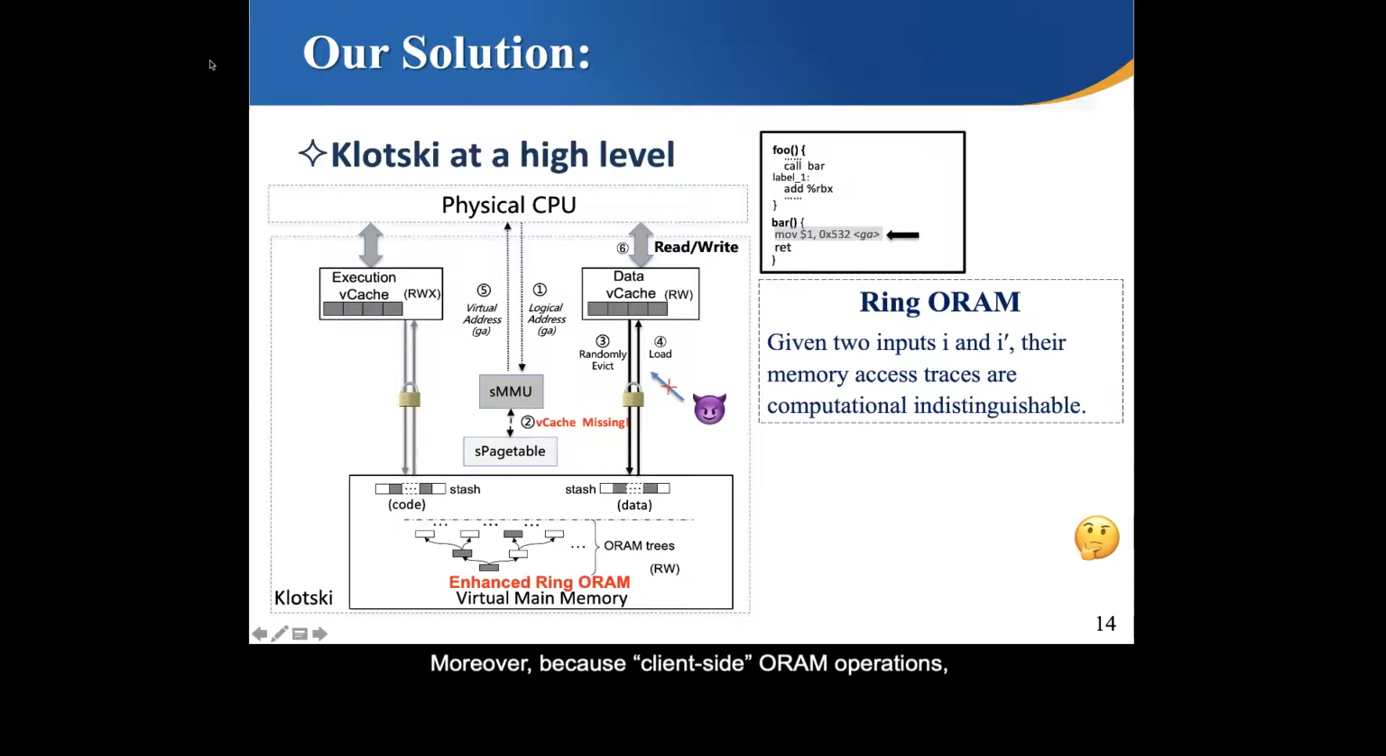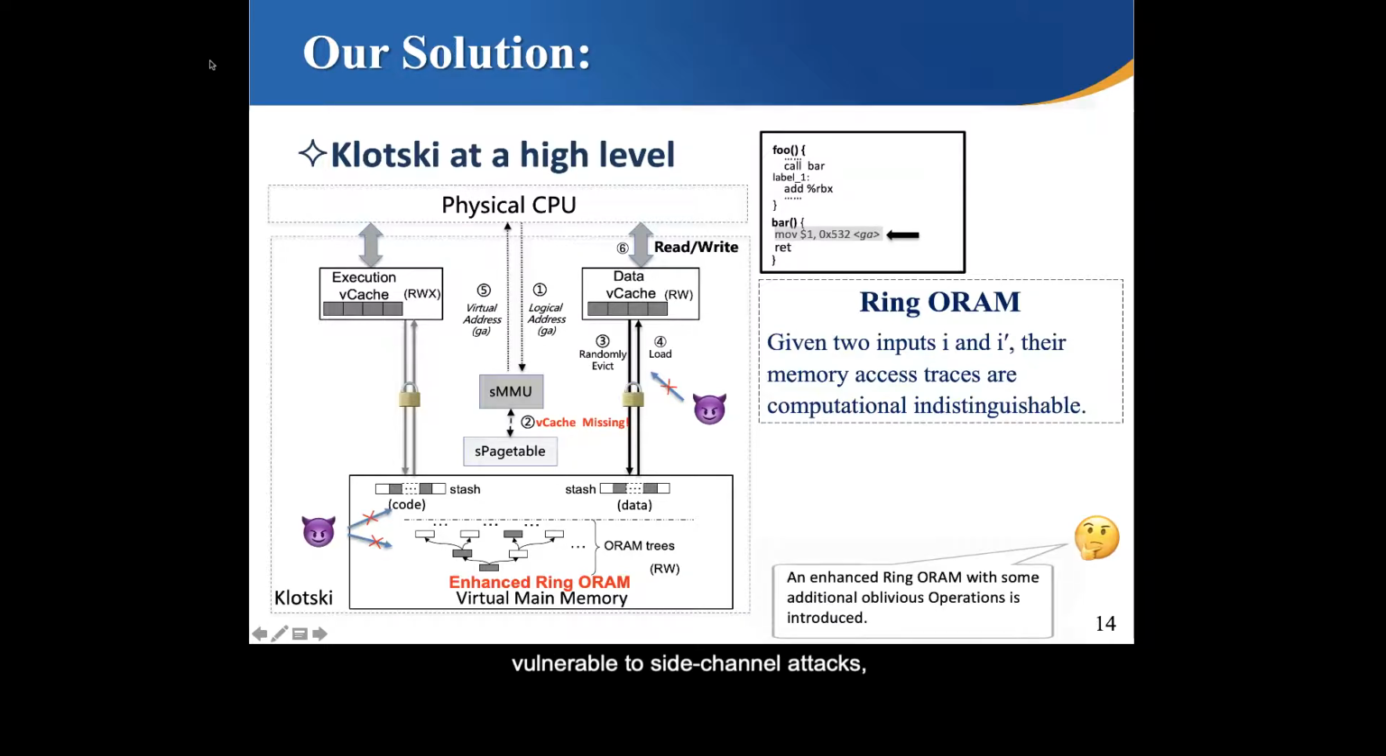Moreover, because client-side ORAM operations, including access to the metadata, for example, the stash and the position map, are also vulnerable to side-channel attacks, Closkye uses additional protection to make sure all such operations are oblivious under our threat model. We won't introduce too many details about Ring ORAM here, but if you are interested in it, please check our paper or the Ring ORAM paper.